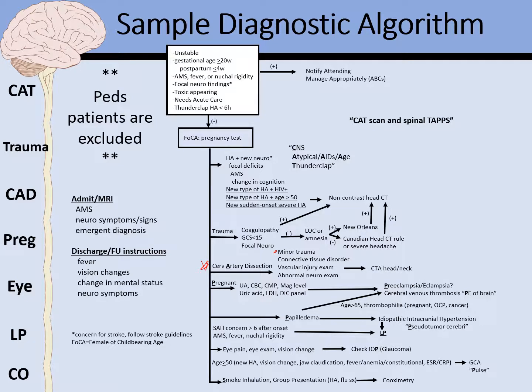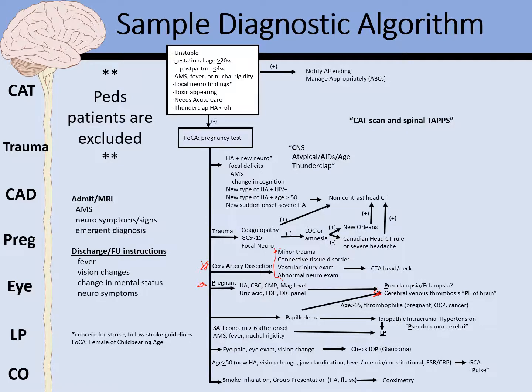Some indicators for a CTA head and neck are minor trauma, history of connective tissue disorder, vascular findings on exam, or abnormal neurologic symptoms. Preeclampsia in pregnancy was also mentioned in the previous slide and will be discussed in more detail later. Cerebral venous thrombosis is another diagnosis to consider in pregnancy. However, realize that this diagnosis is not specific to pregnancy.